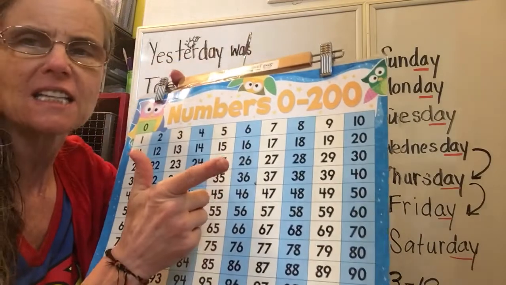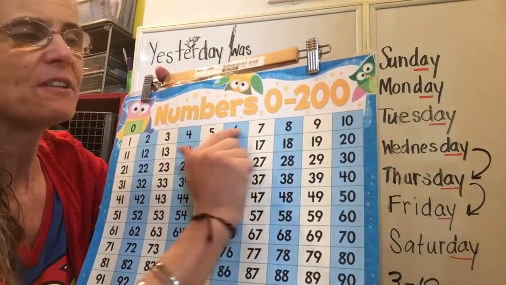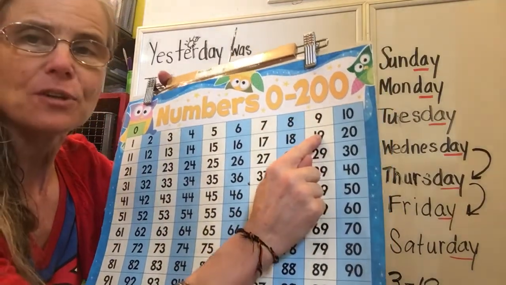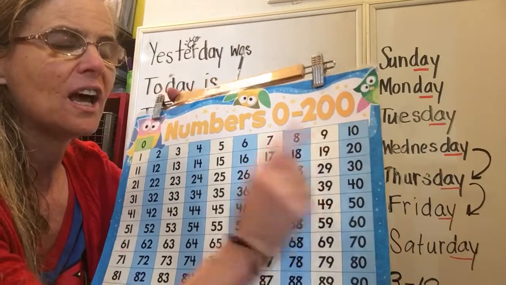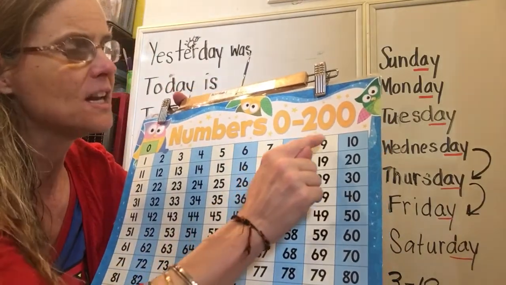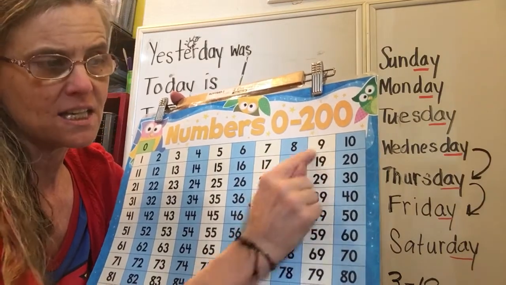So I know there's a 9 in the ones place and a 1 in the tens place. So I'm going to find 9 in the first row, and then I'm going to go down. That's the beauty of using a number chart. I can use information I already know and apply it forward to new information. So I was on 9, and I go down to 19.